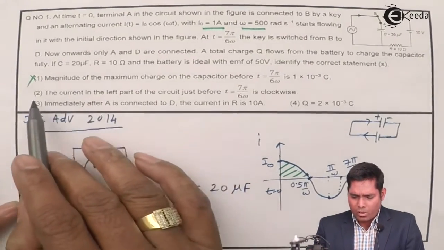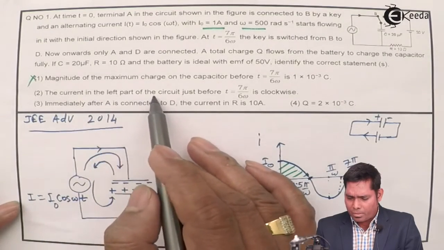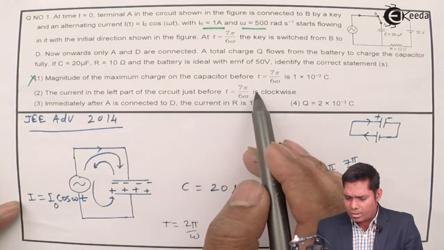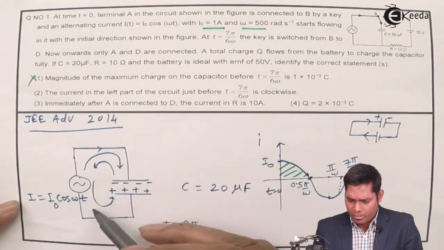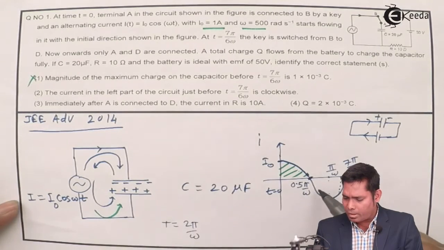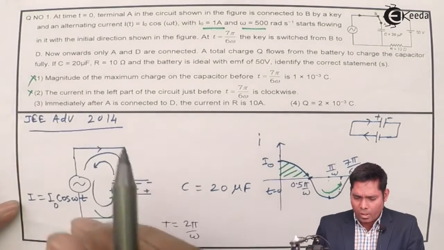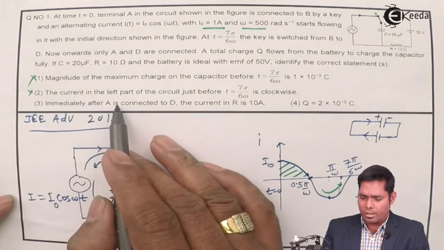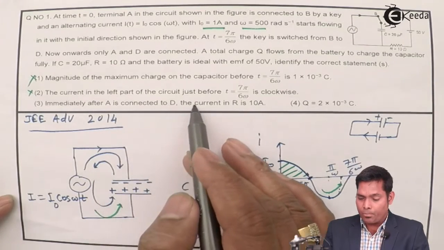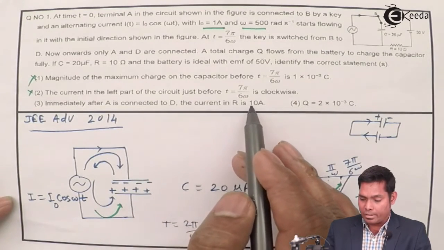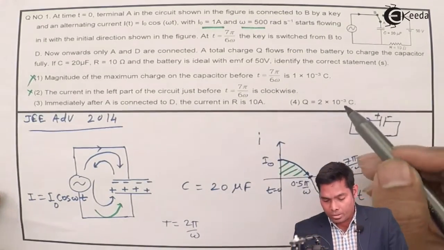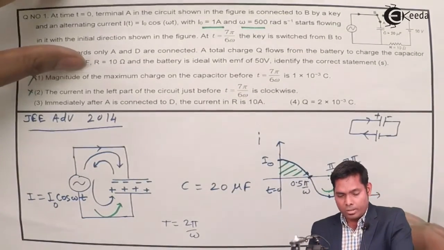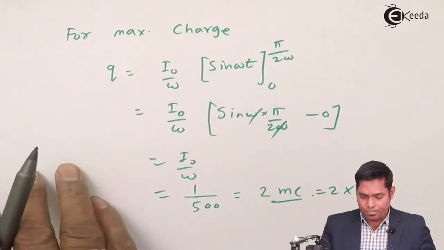Now moving to the second option: the current in the left part of the circuit just before T is clockwise. No, it is anti-clockwise. You can see here the current is anti-clockwise. So this option is wrong. Now move to the third part of the question: immediately after T, A is connected to D, the current in R is 10 ampere. So let us draw the second diagram.